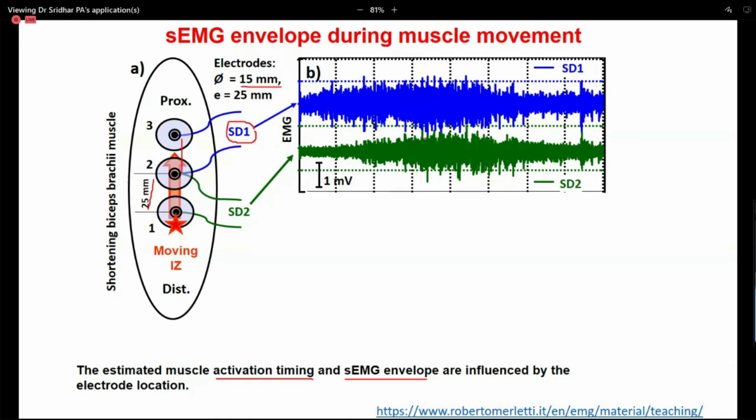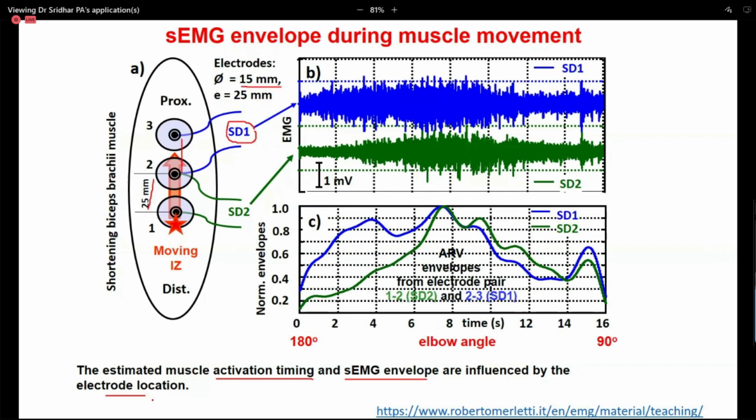various types of signal in terms of understanding the points at different locations, and how the envelope will be influenced by the electrode location here. So you can see the point: the elbow angle changes from 180 degrees to 90 degrees, and we are recording this EMG signal from two different locations. Based on this, you can see that the envelopes may change, where 1 to 2 is a single differential electrode, and 2 to 3 is another single differential electrode.